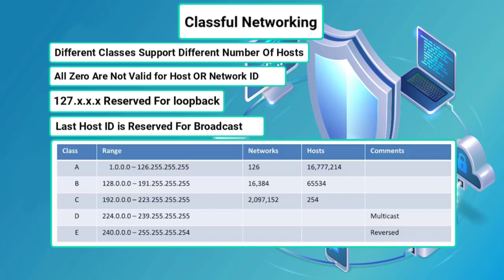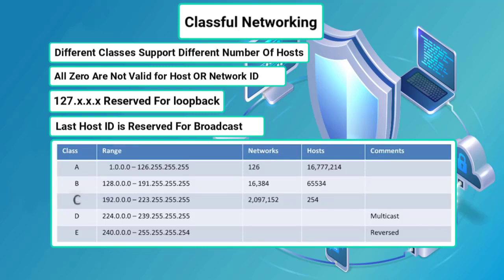The next class is called Class B. This class has 16,384 networks and 65,534 hosts per network. As you can see, both classes A and B have a large number of hosts per network. The initial system allocating IP addresses based on class resulted in a large number of unused IP addresses.